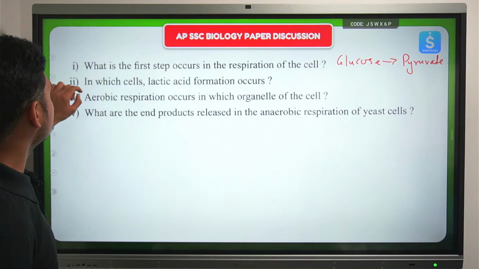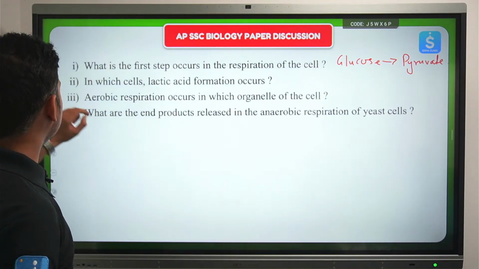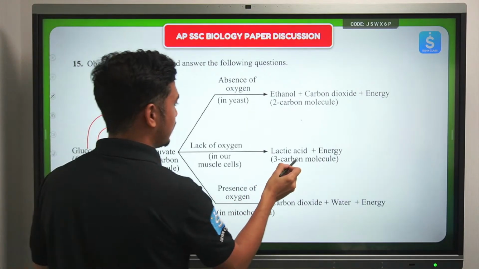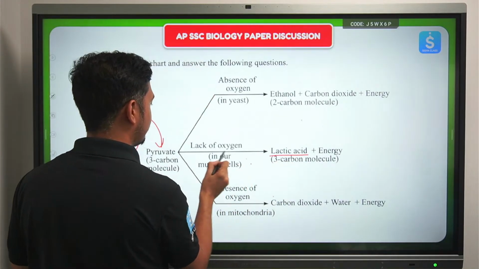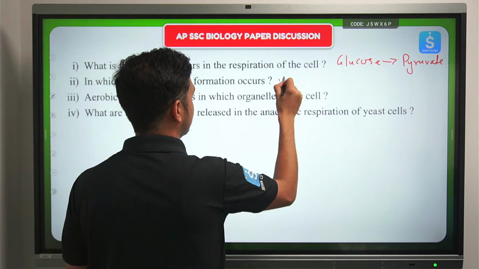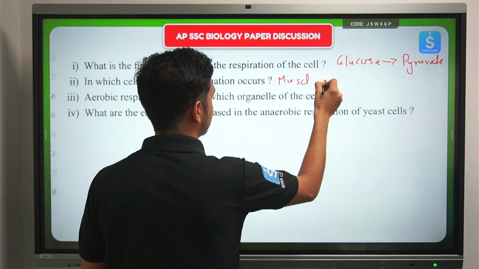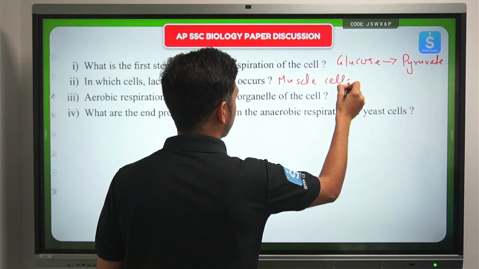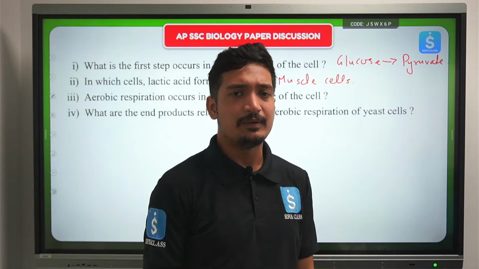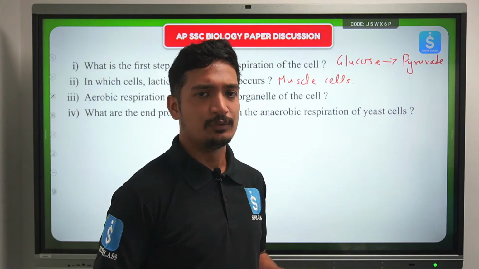Moving ahead to the next, in which cell lactic acid occurs. Formation of lactic acid is over here, and that happens in our muscle cell. So we'll say muscle cell, and due to the presence of this lactic acid we feel fatigue when we do a lot of physical exercise or physical work.